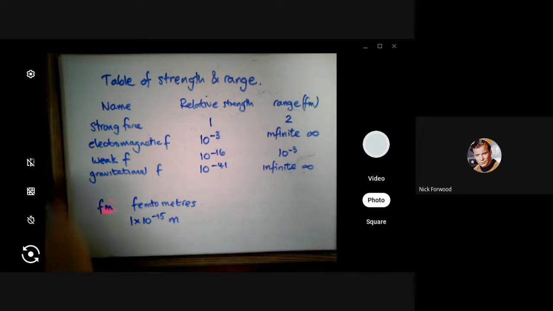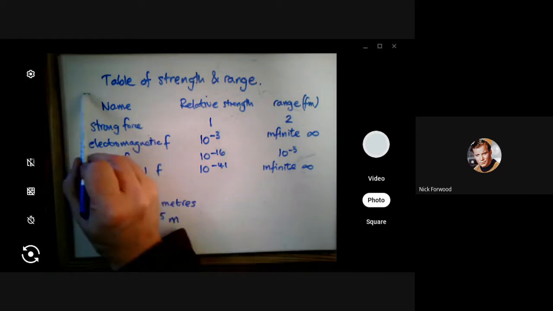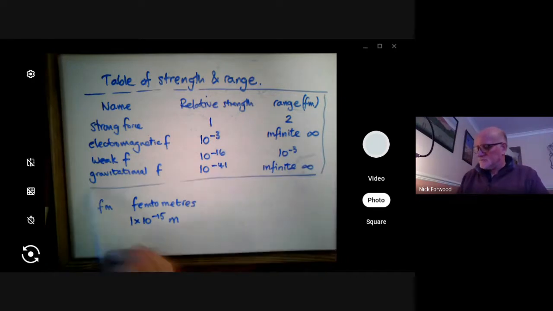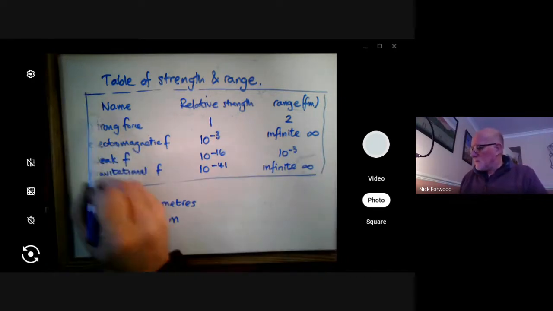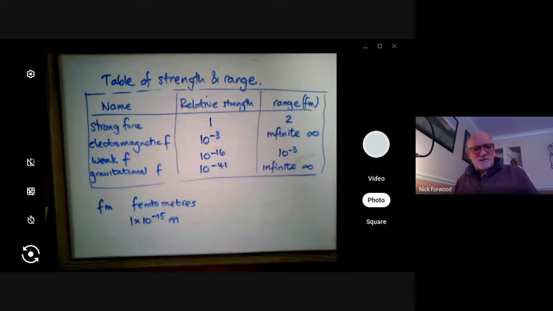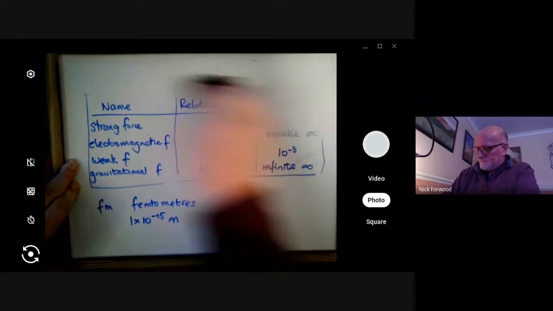Right, okay, so that gives you an idea of the strength and the range. I should be nice and neat now and complete my table with some lines, and you might want to do that in your notes with a ruler, so it actually looks like a table. Okay, moving on.